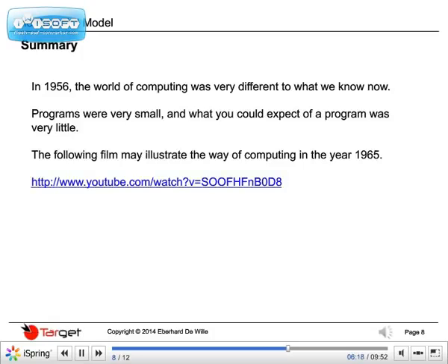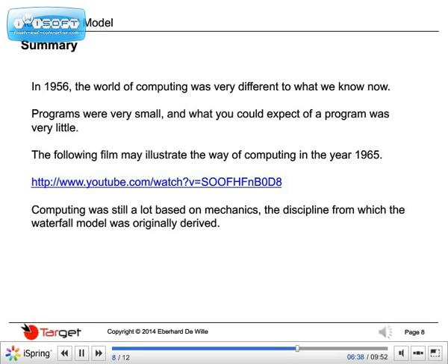The following film may illustrate the way of computing in the year 1965, which is 9 years later than the first presentation of the waterfall model. It shows a PDP-8 computer, using a paper tape that contained the program. This was a high-end machine at that time, and it shows how computing was still a lot based on mechanics, the discipline from which the waterfall model was originally derived.